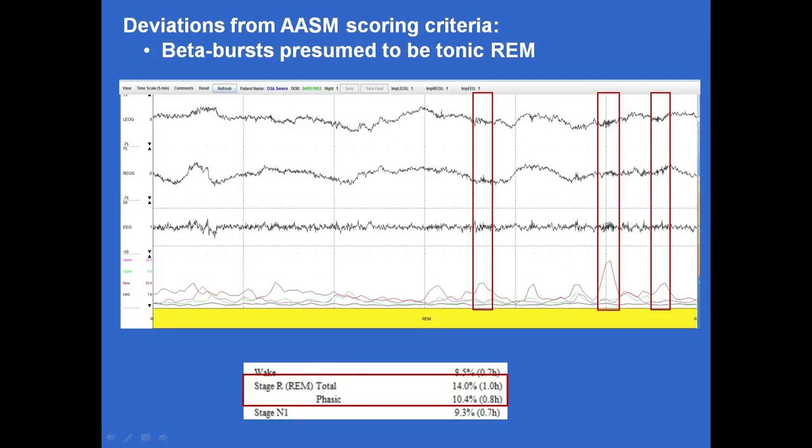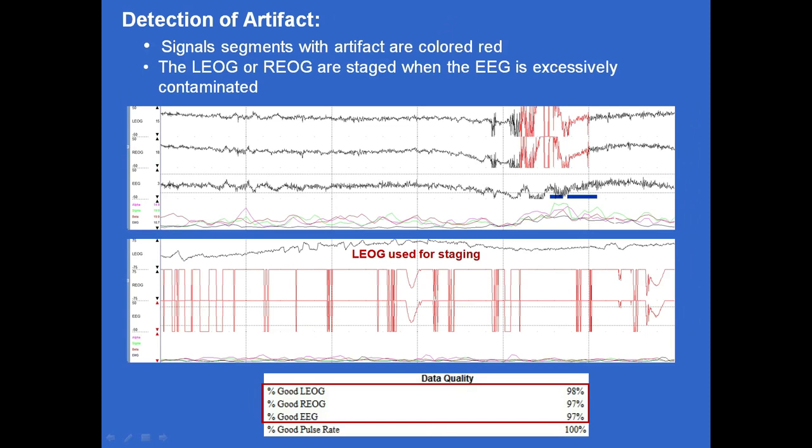Epochs with beta bursts or beta spindles in proximity to phasic REM are classified as tonic REM. The proportion of total REM with phasic activity is included in the tabular report. Signal segments contaminated with artifact are colored red, and when the EEG signal is excessively contaminated, the left or right EOG signal may be used for staging.